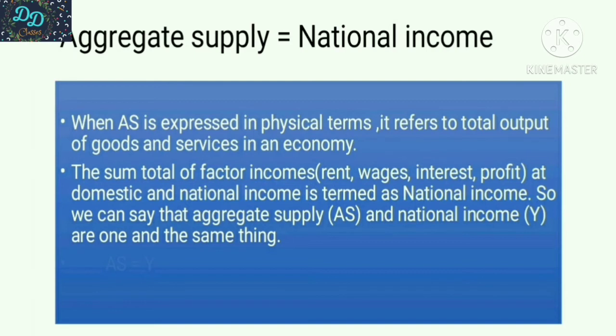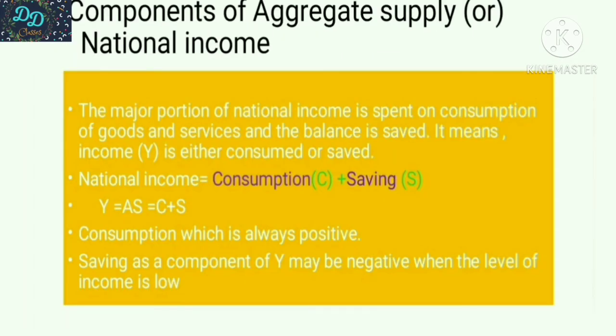Next, what are the components of aggregate supply? The major portion of national income is spent on consumption of goods and services and the balance is saved. It means income is either consumed or saved. So Y, that is income, equals aggregate supply, equals consumption plus saving.